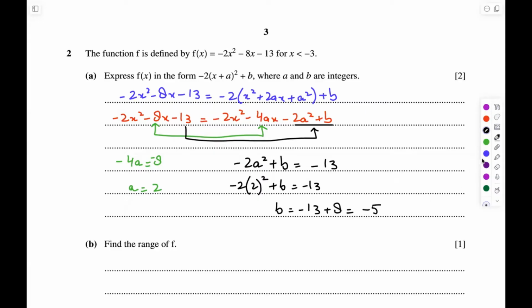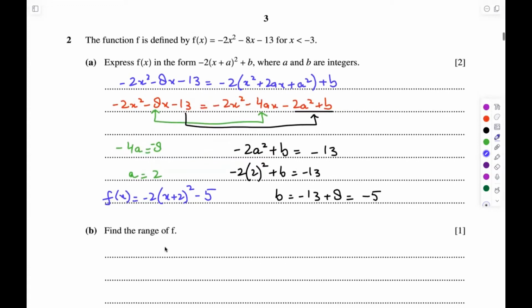Once we have the values of a and b, we can write the final form as f of x equals minus 2 into (x plus 2) whole squared, and the value of b is minus 5, so this will be minus 5. In part B, we have to find the range of f.